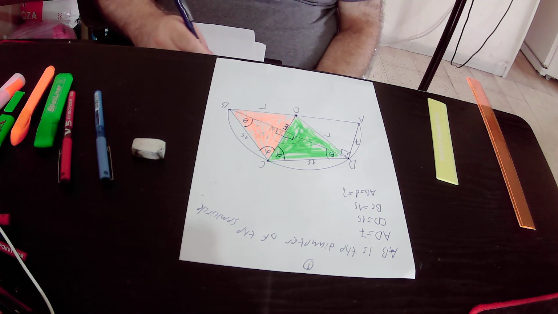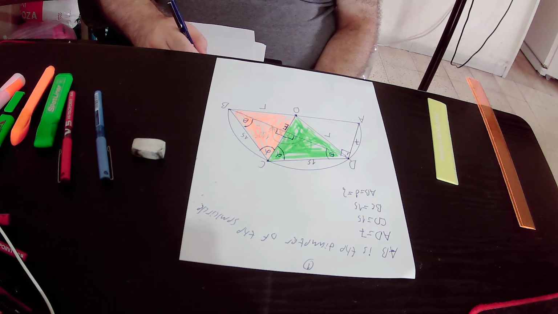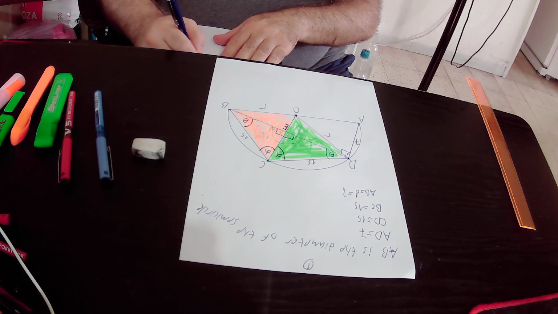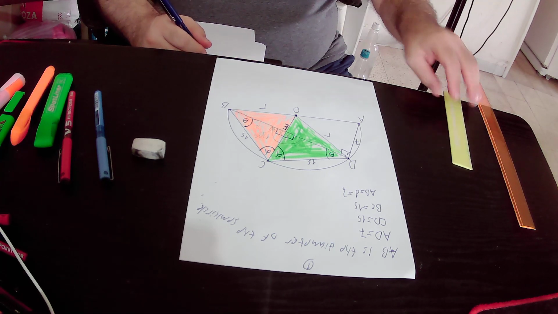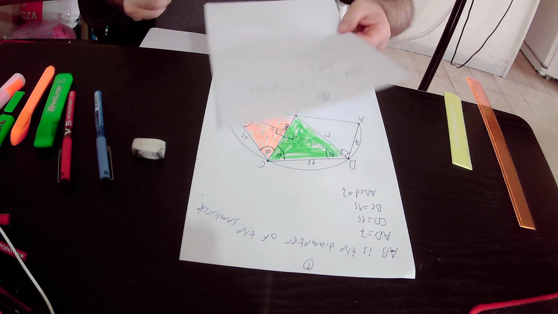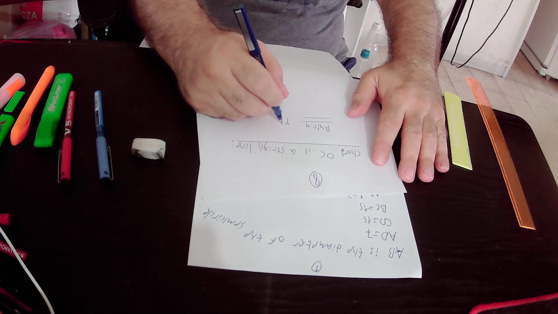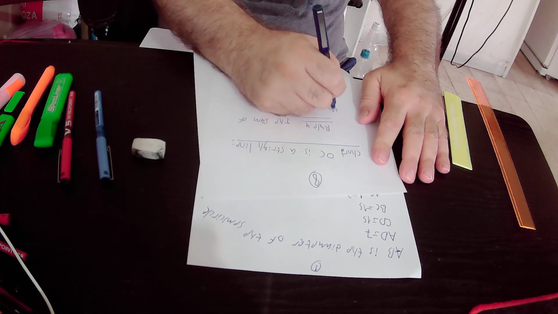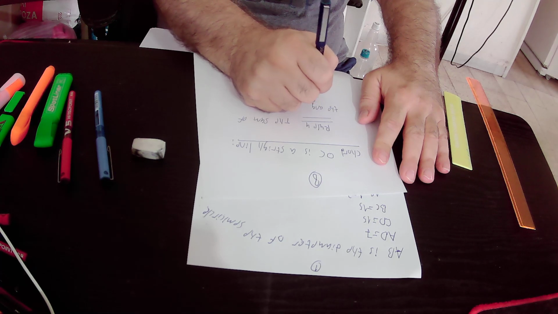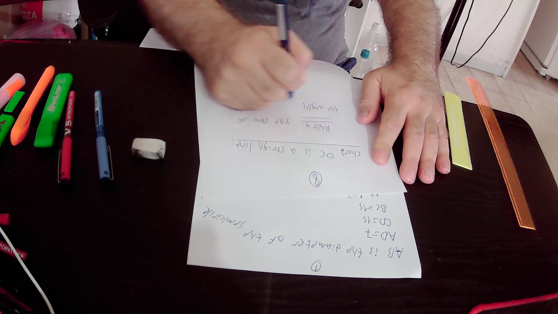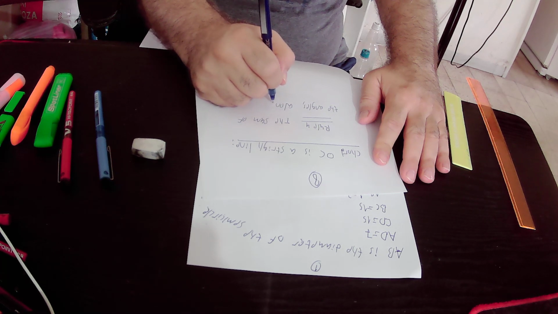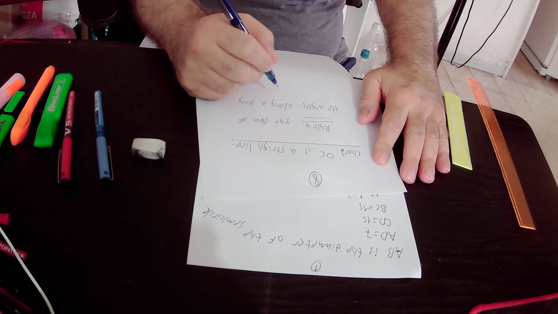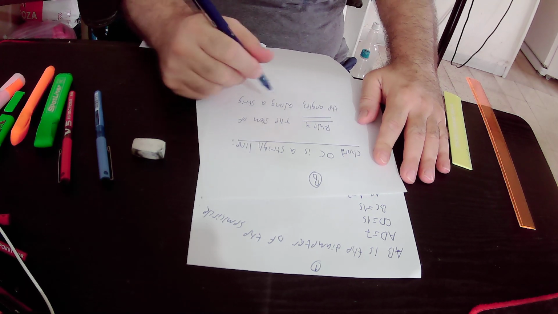We have rule number 4, that states that the sum of the angles along a straight line. It's very similar to rule number 3, but with a little difference.